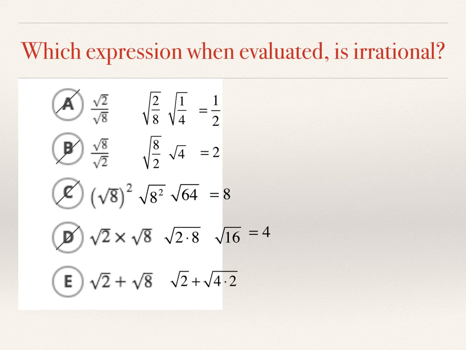I have rewritten 8 as 4 times 2. I can take the square root of 4 out of the radical. So we're left with 1 square root of 2 plus 2 square root of 2, which is 3 square root of 2. The answer is E.